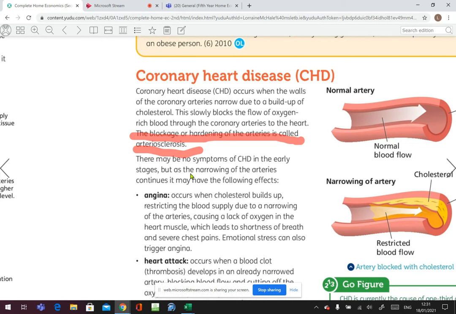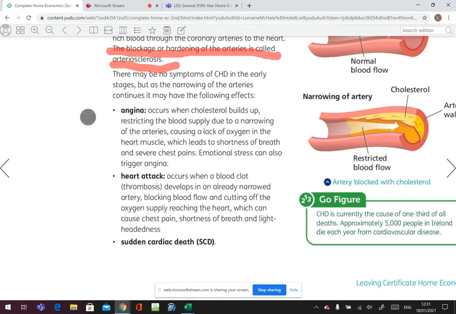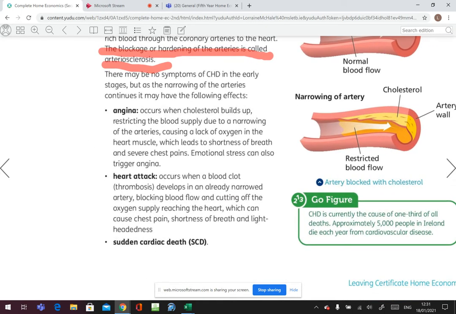There may be no symptoms of coronary heart disease in the early stages. You may not know you have it. But as the narrowing of the arteries continues, it may start to show itself physically in your body. Okay. So the first thing that might happen is angina. You might have heard of older people suffering from angina. It occurs when cholesterol builds up, like we've just spoken about, and in turn restricts the blood supply due to a narrowing of the arteries. This in turn causes a lack of oxygen in the heart muscle because the oxygen-rich blood isn't getting through. And this leads to a shortness of breath and severe chest pain.